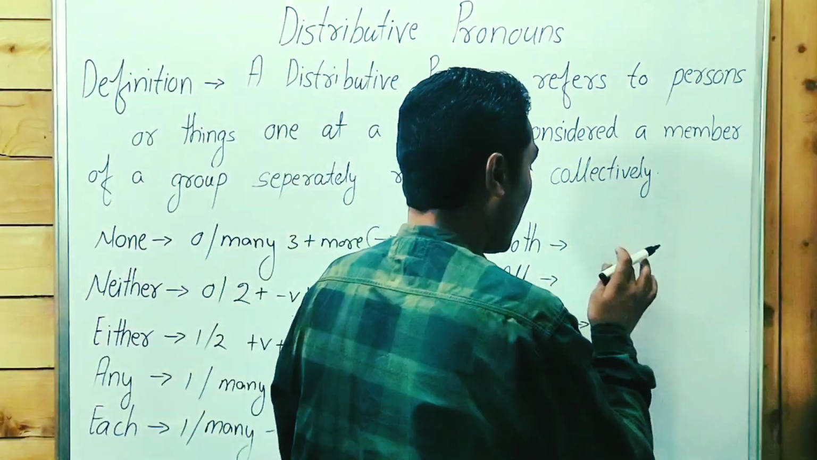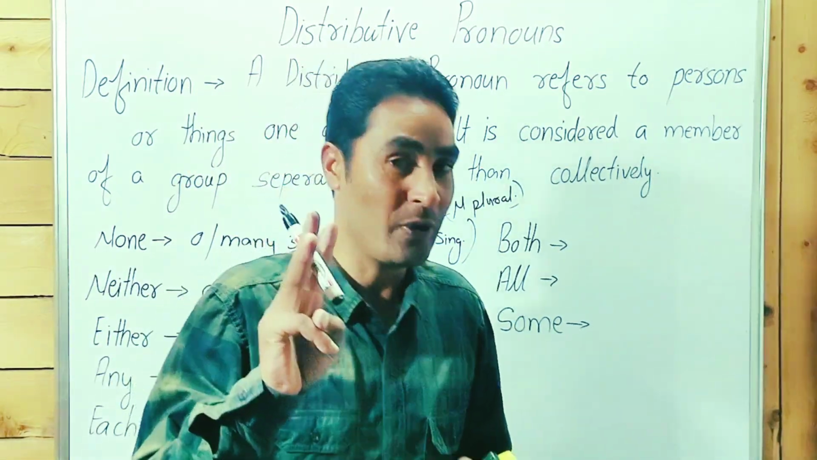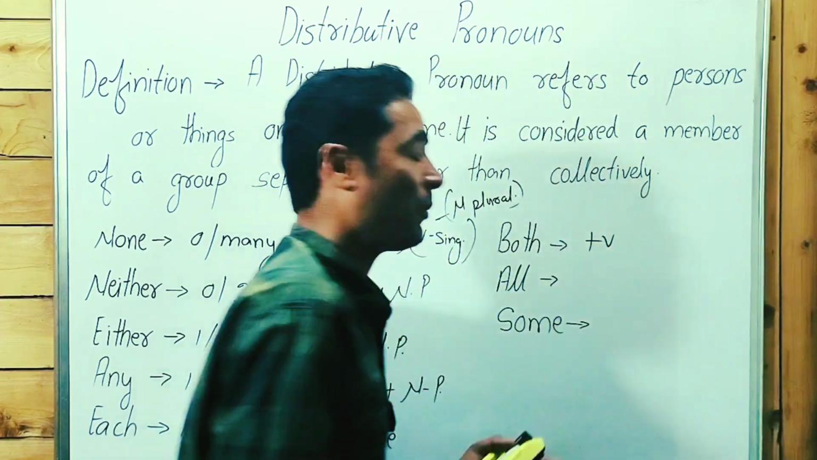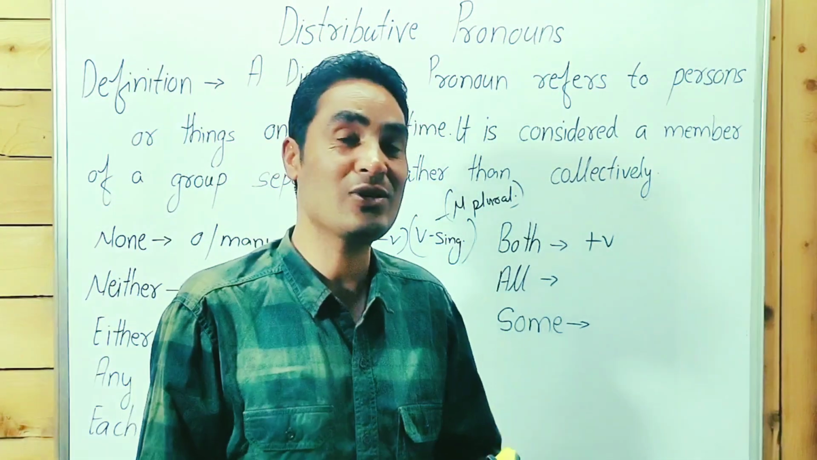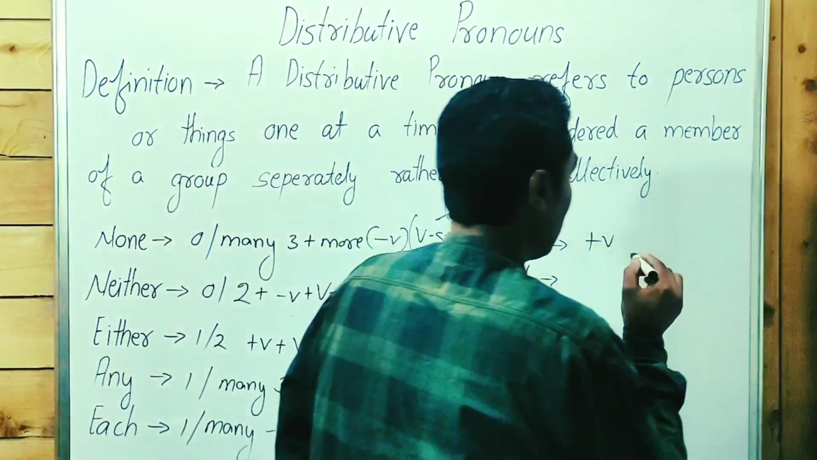Point to be noted. Here, both is used for two things or two people. Both is used in the positive sense. As you know, when we use a verb for two, in this case the verb is always plural.